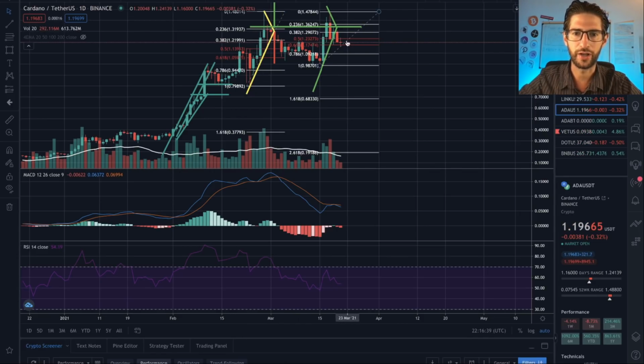And right now we are holding support in the golden pocket of the Fibonacci level. That also corresponds with the last time that happened in the previous fractal. But still, I think we could continue having a downtrend here. We can go again into the $1 price, 99 cents, something like that.